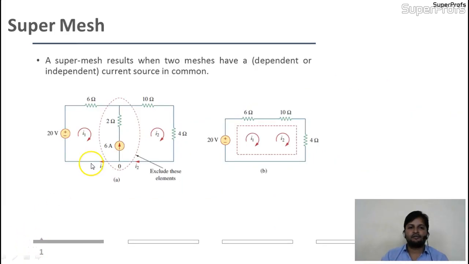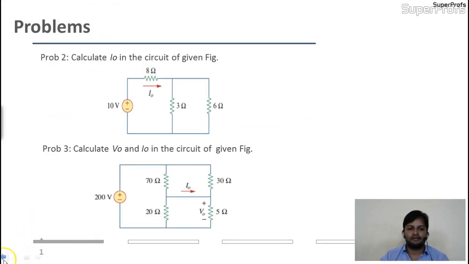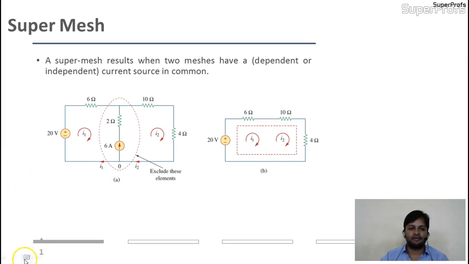Next, see the super mesh concept now. We have seen the super node concept. Now we have the super mesh concept. In the super node concept, between two non-reference nodes, we have an independent or dependent voltage source. Here, between two meshes, we have a current source. A super mesh results when two meshes have a dependent or independent current source in common. If such a condition occurs in the circuit, we apply the super mesh concept.